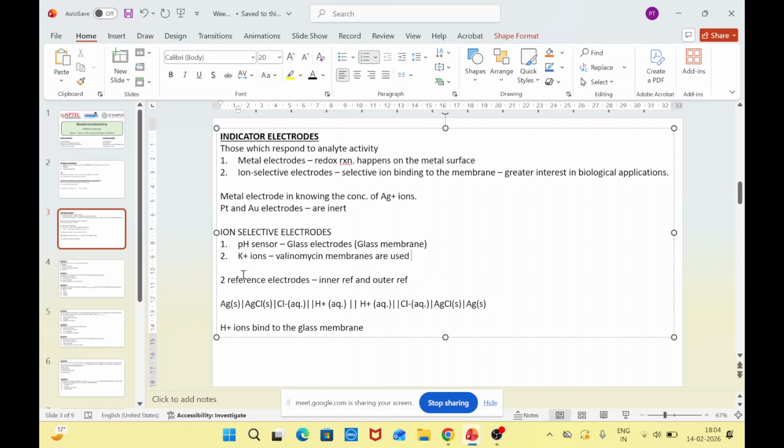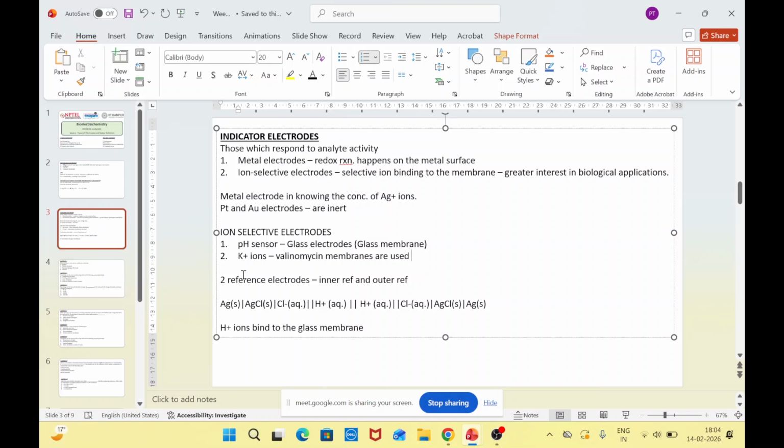So the concept is the same. It's about binding of the ions to the membranes. It's just that what membrane is used where and how that binding is happening differentiates different types of electrodes for measuring different ions in the system. And the majority of biological applications, or measuring the concentration of ions in a biological system, usually use these ion sensitive electrodes.